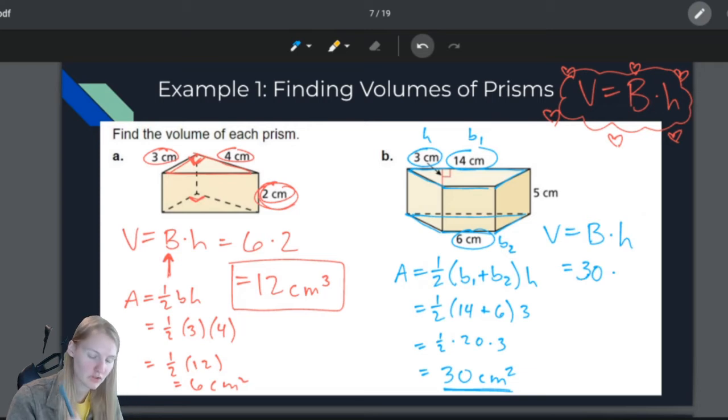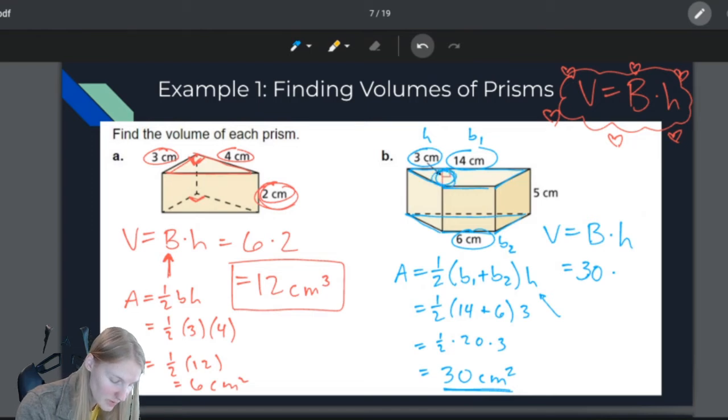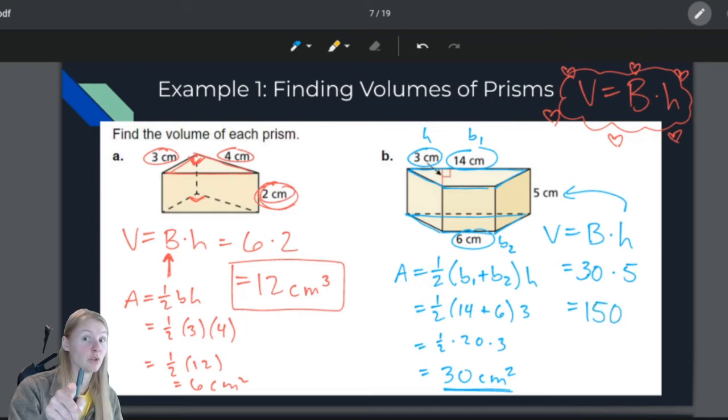Now don't get your heights confused. This height right here was the height of the base. It was the height of the base. So it was this length right here, or this length right here. The height of your prism is different. This is the height of the trapezoid, and this is the height of the prism. So the height of the prism is 5 centimeters. And 30 times 5 is 150 units.